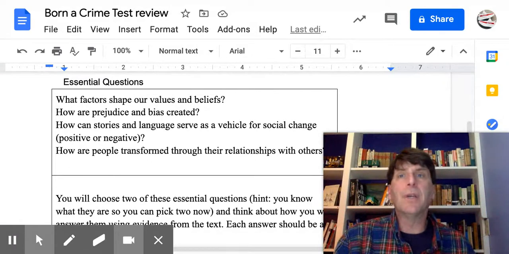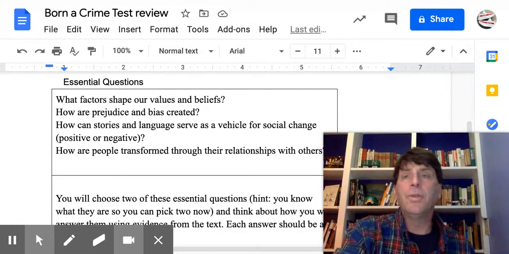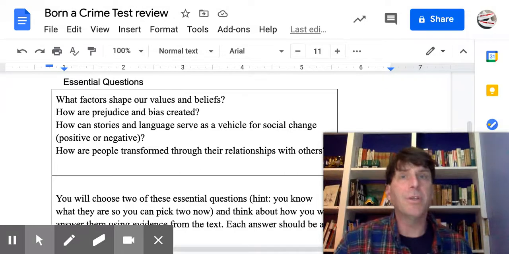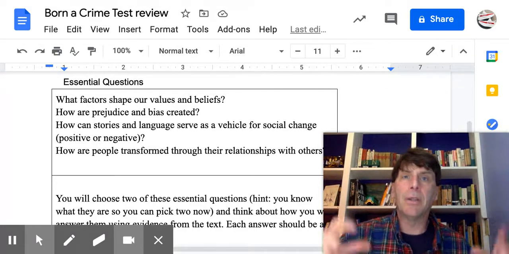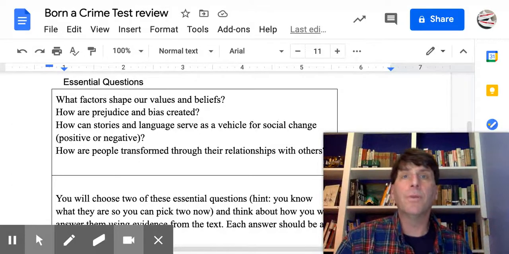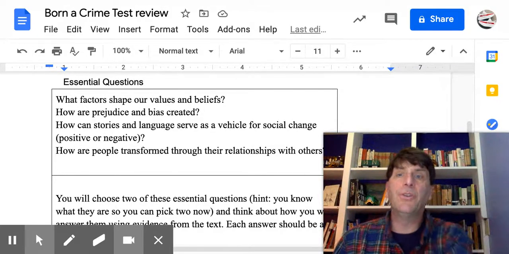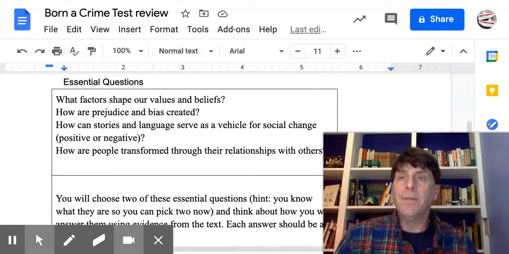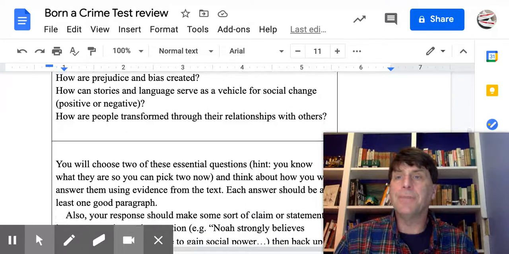In other words, you're going to answer 2 of the essential questions, and you can choose which 2 you're going to answer, with a good solid paragraph-long response to each, or more, a 1 or 2 paragraph response. So 2 questions, and you're going to choose which ones you do.